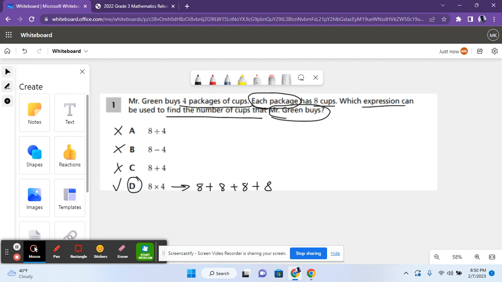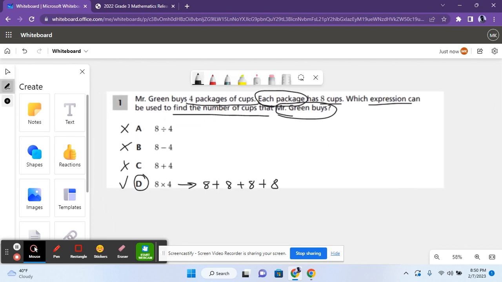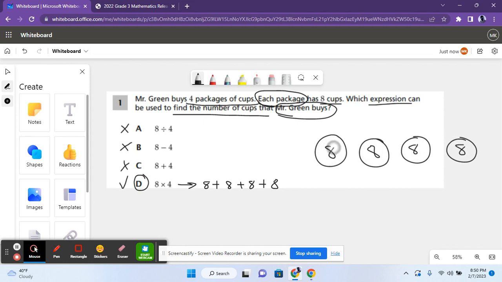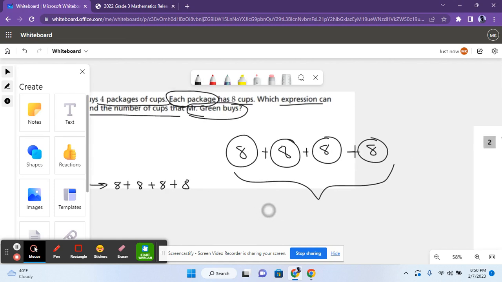By the way, when I said that it represents the number of cups in each package, think of each cup as a group. 1, 2, 3, 4, and there are 8 cups in each group. And to find the total number, you need to add them, which represents 8 times 4, just to give you guys more information on why D is the correct answer.